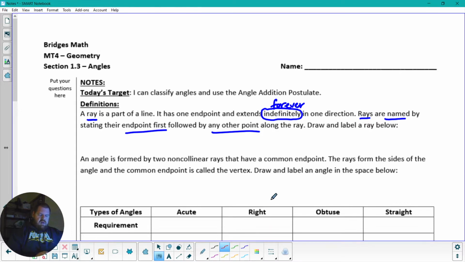Then it says to draw and label a ray in this area below. It starts at an endpoint and then goes on forever in a single direction. So maybe something like that. I'm going to throw some letters out here. It really doesn't matter. I'm going to use S for start, and it doesn't really finish, so I don't want to use a finish line. I'm just going to put P for point. Okay, and so that's a ray. It starts at a point, and then it continues on in one direction.